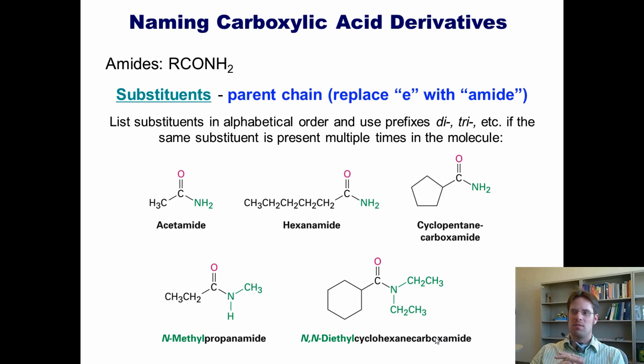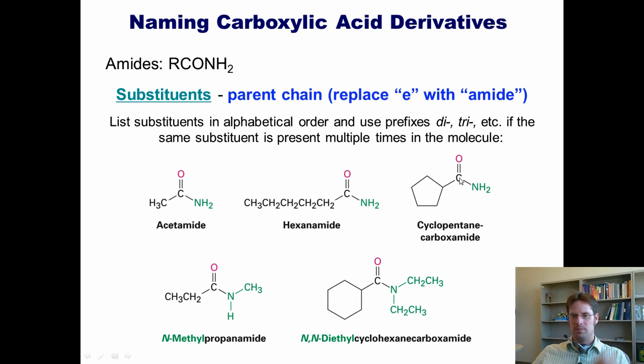Amides follow the same convention, except that we replace the letter E with the suffix amide. We can see this exemplified in these various examples. This compound has 2 carbons in its chain that includes the carbonyl. A 2 carbon long chain is normally called ethane. We would replace the letter E with the suffix amide. Thus, this compound would be systematically named ethanamide. The common name for it is acetamide. This compound has 6 carbons in its chain, including the carbonyl. That is a hexane. We replace the letter E with amide, so it is called hexanamide.